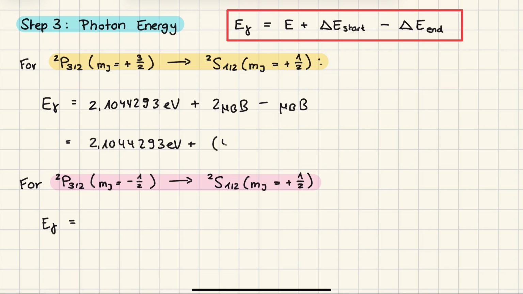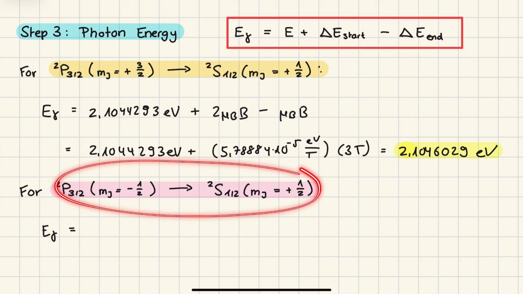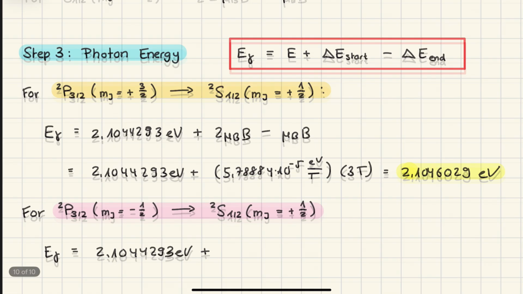plus 5.7884 times 10 to the power of minus 5 electron volts per Tesla, which is mu B, times B, which is 3 Tesla, and that gives us 2.1046029 electron volts.